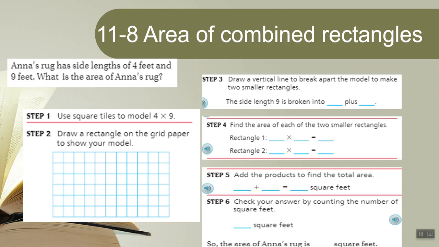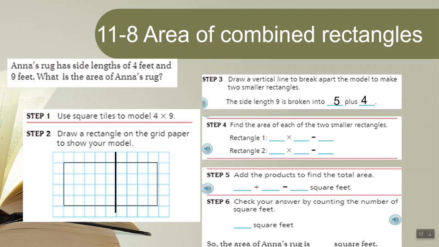The first step, we will use square tiles to model 4 times 9. Then we will draw the rectangle on the grid paper to show the model. Then we will draw a vertical line to break apart the model to make two smaller rectangles. The side length 9 is broken into 5 and 4.